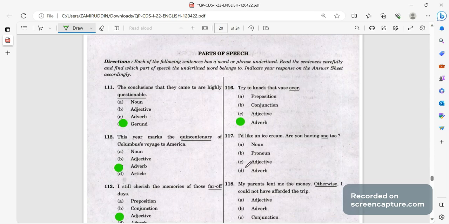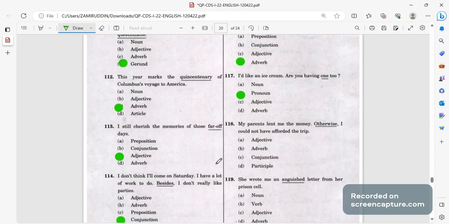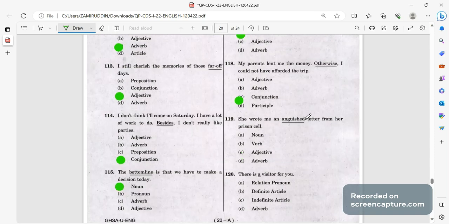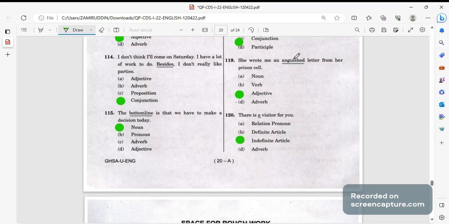So over is an adverb. I would like an ice cream. Are you having one too? One is a pronoun. Instead of ice cream, we are using one. My parents lent me the money. Otherwise is one of the conjunctions that we are using in the sentence. She wrote me an anguished letter. What kind of a letter was it? Anguished. So it is an adjective. There is a visitor. A is an indefinite article. The definite article is "the", and always remember indefinite articles are "a" and "an". So "a" is an indefinite article.